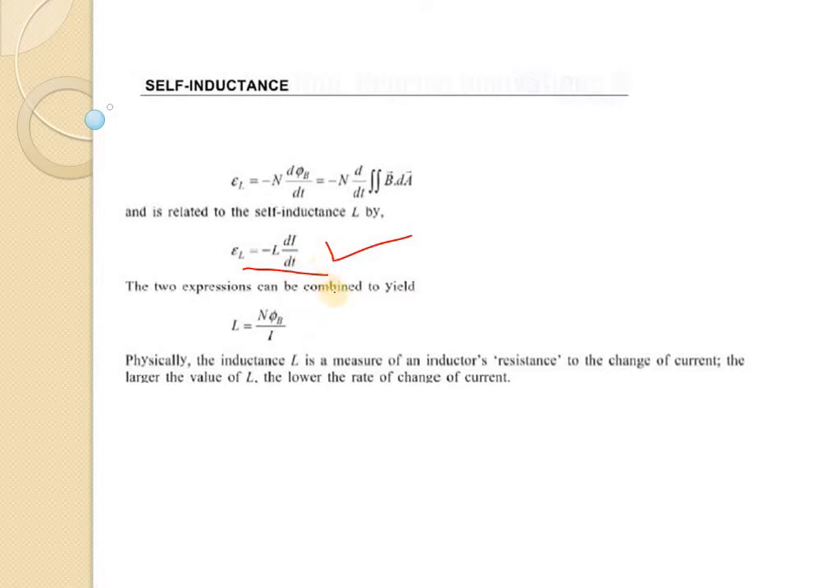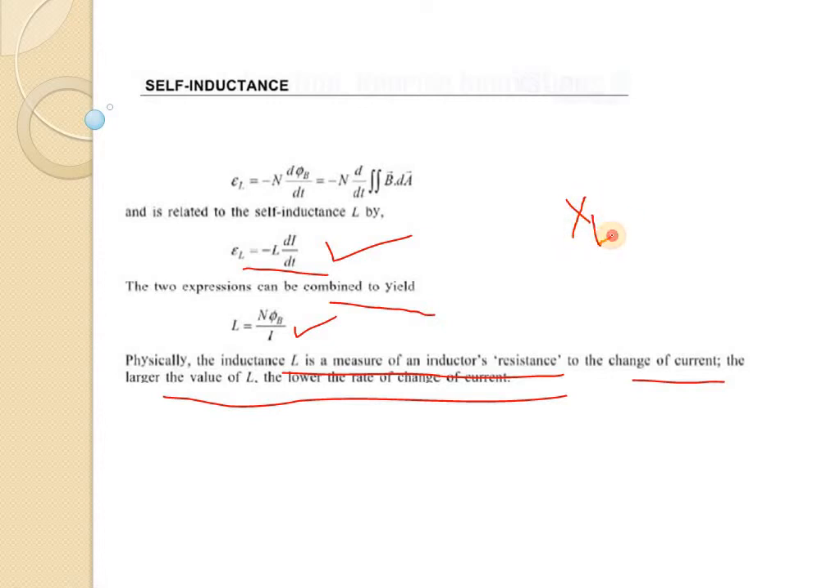Now from the two expressions we can write that L equals N φB by I. Physically, the inductance L is measured by an inductor's resistance to change of the current. The larger the value of L, the lower the rate of change of current. In short, L represents the internal resistive property of an inductor, that is inductive reactance. Generally, we express that inductive reactance as XL, that is omega L. So that is the inductive reactance offered by an inductor.